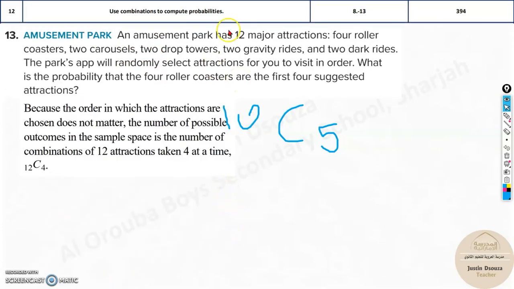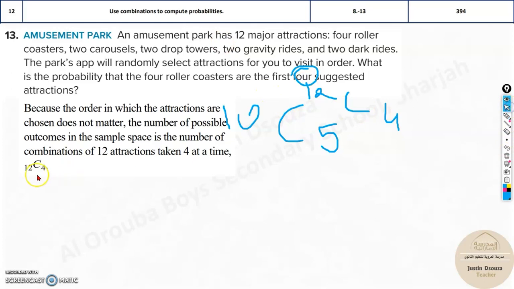And the last problem, same thing, 12. Okay, there is no 4 directly given. Let's see how to solve it. An amusement park has 12 major attractions: 4 roller coasters, 2 carousels, 2 drop towers, 2 gravity rides, and 2 dark rides. The park app will randomly select attractions for you to visit, in order. What is the probability that the 4 roller coasters are the first 4 suggested attractions? So over here you can see they have told us r is 4.